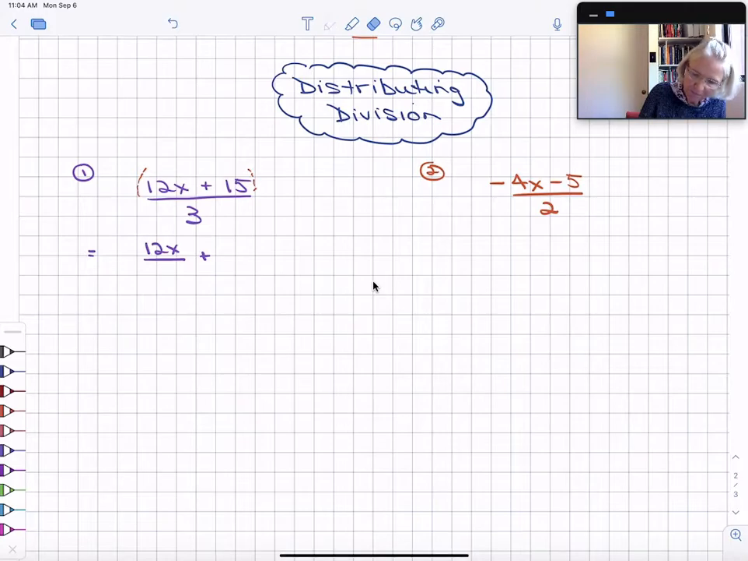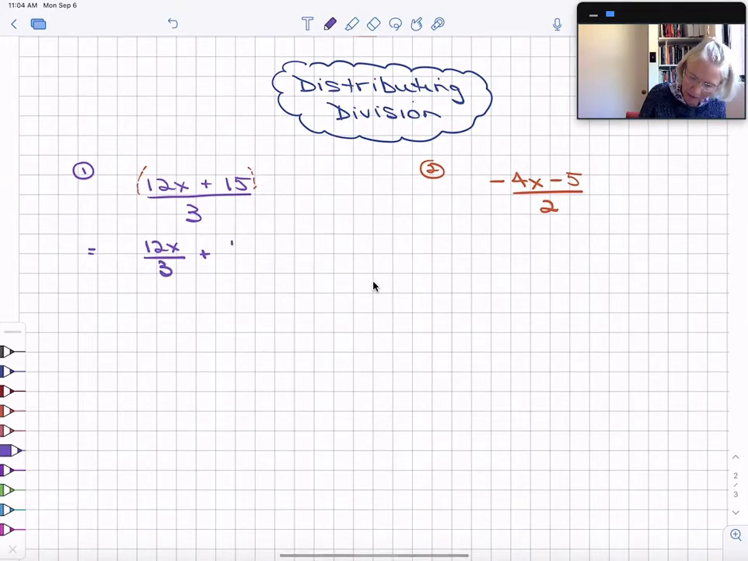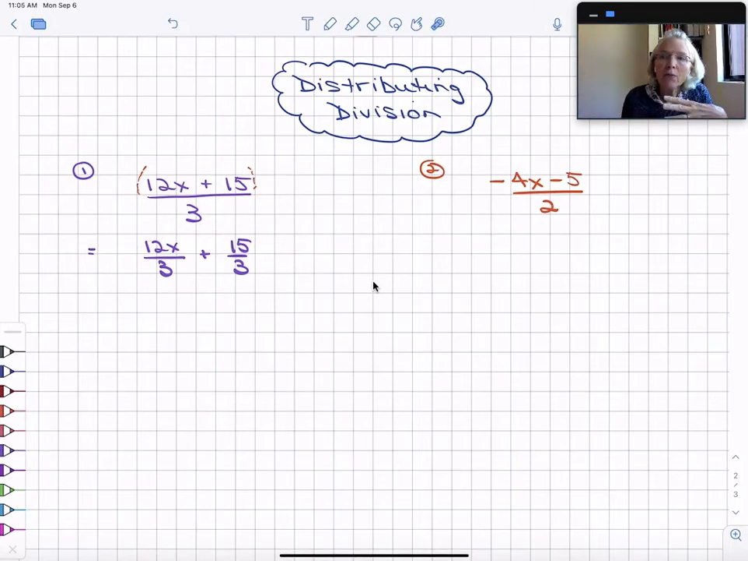Let's make that a 3. 12x divided by 3 plus 15 divided by 3. Notice the connection to adding fractions. If we were going to add fractions, we need common denominators. Once we have the common denominator, the next step is to actually add the numerators, which takes us back to where we started from. So that should be a nice connection about moving forward and moving back.